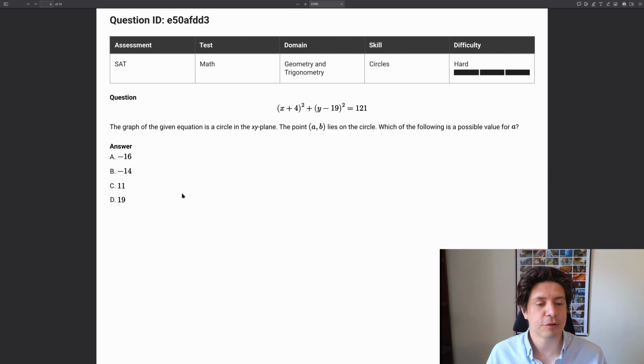Then we have this: the graph of the given equation is a circle in the XY plane. The point (a, b) lies on the circle. Which of the following is a possible value for a? Okay, so what you can do on this one is just graph it and see what the values are.